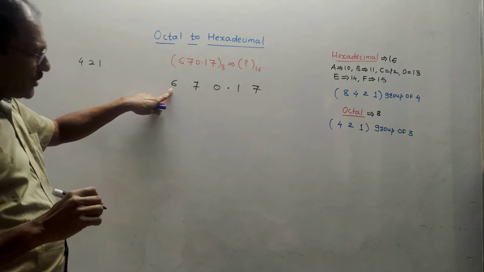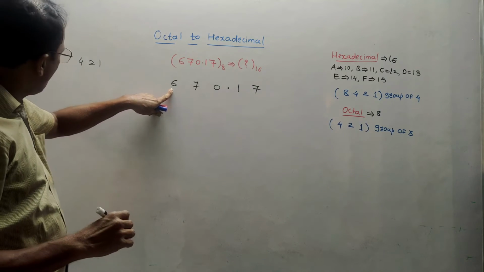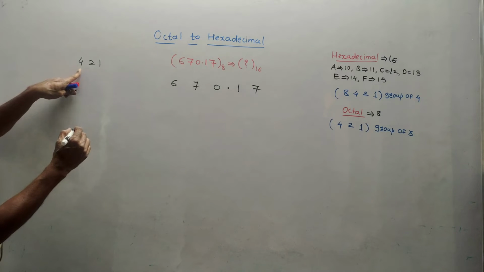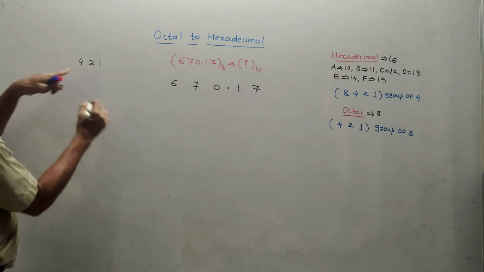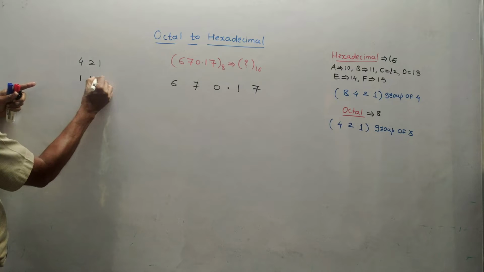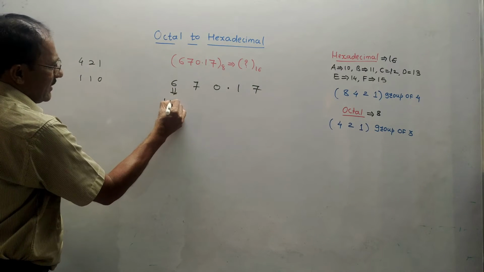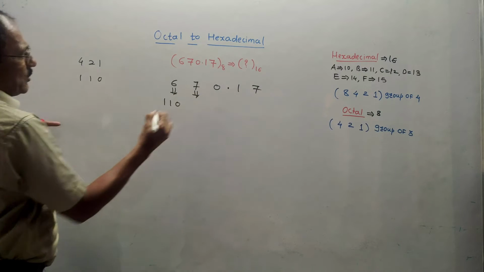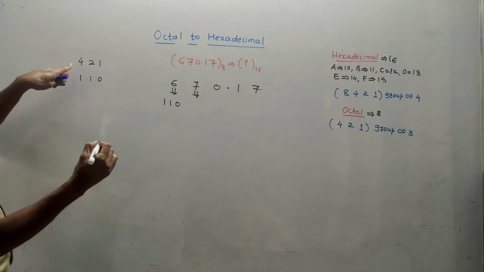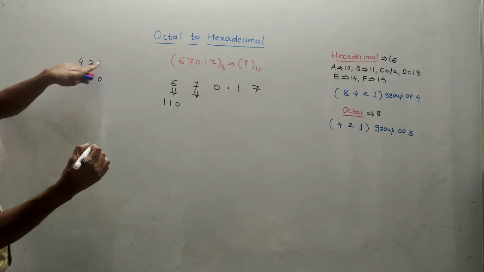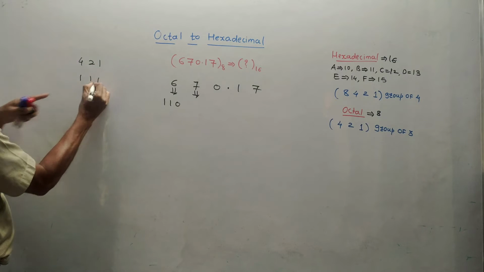Think like this. I have to generate the first number, 6. So how to do it? 6 is basically the addition of 4 and 2. So the corresponding value will be 1, 1, 0, because it is 4 plus 2. So for 6, I will write 1, 1, 0. Then suppose I have to generate 7. For 7, I have to add all these values, 4 plus 2 plus 1. So it will be 1, 1, 1.